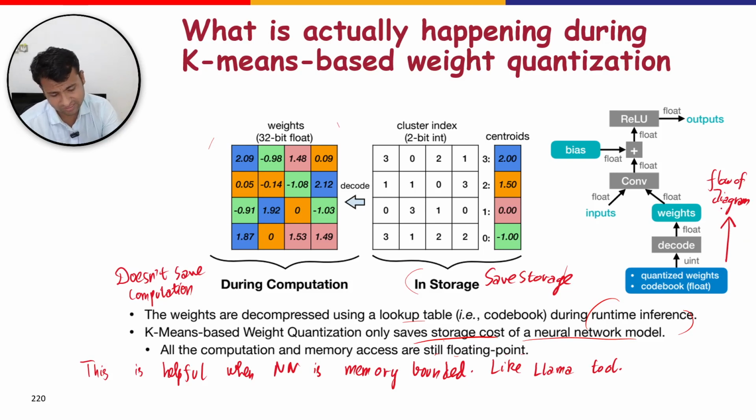If we consider the flow of the diagram, we take the quantized weights along with the codebook, we decode them and store the weights in floating point representation, and then the inputs and the activations come in floating point. We do the convolution operation or whatever operation is required, and we add the bias again in floating point, and the ReLU activation is again in floating point to get the output. And this output we use to train the centroids again, based on what we have discussed in this lecture.